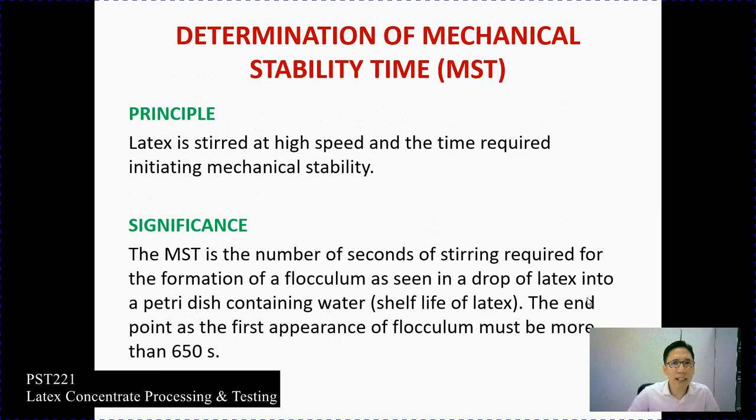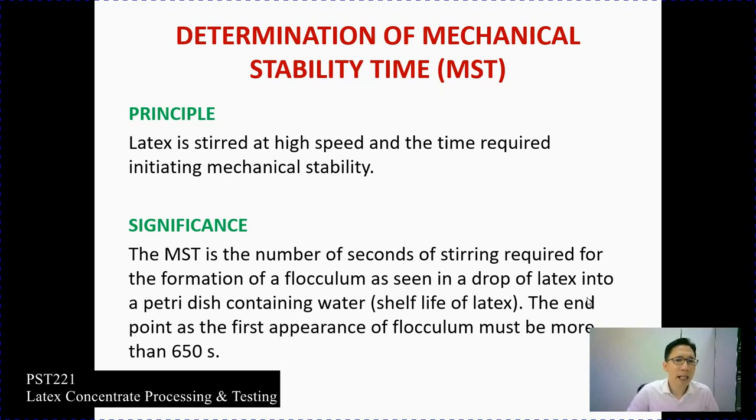Next is the determination of mechanical stability time. Please refer to these notes, and at the same time you may pause after each of the determination or the testing. You go through again the video that I prepared during the conducting of the laboratory testing on the concentrated latex. You will have a better understanding if you do so.